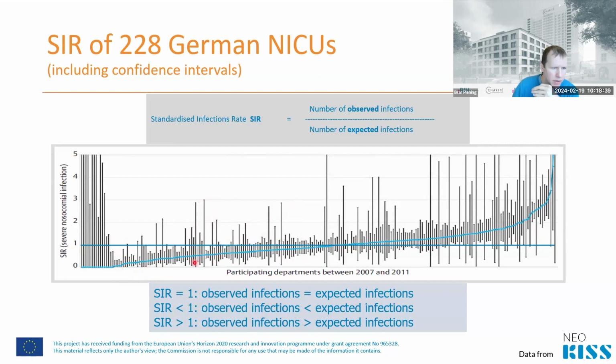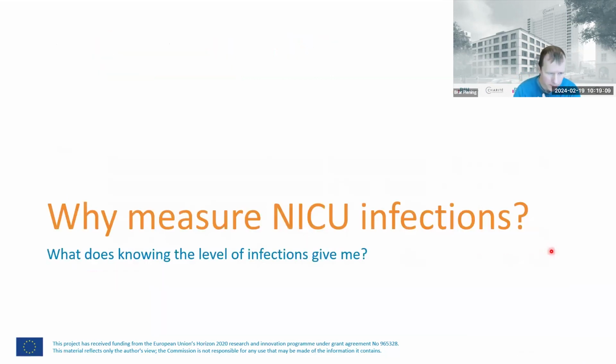So this is the 95% confidence interval of the ward's infection rate. And as you see, some of them have very low SIR numbers. Some of them are on the one side, and some are even significant outliers. And this may still be attributable to case mix and the like, but at least it is already standardized for the day of life and the birth weight of the infants.